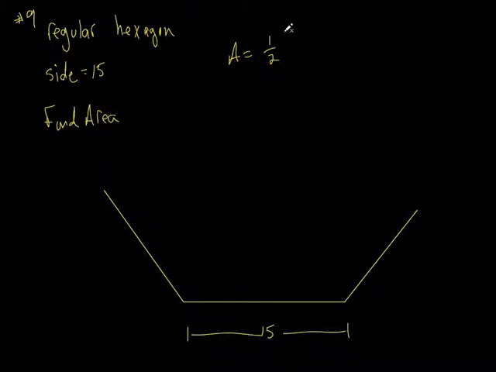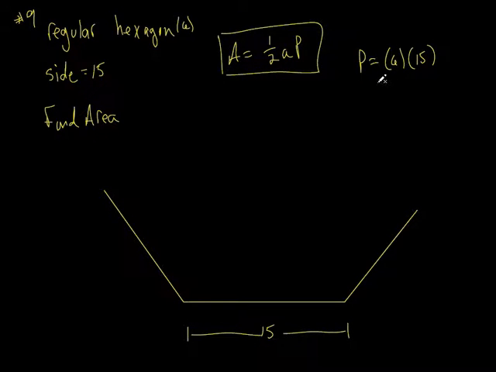It's 1/2 the A. What's the little A stand for? The apothem times the perimeter. Okay, so that's what we're trying to do. Now the perimeter should be easy. Let's do that right off the bat. It's a hexagon, so how many sides is a hexagon? 6 sides. Okay, so if there's 6 sides, each side is 15. What do we do to those two numbers? 6 times 15. Okay, and what is that? 90? Okay, so we got the perimeter.